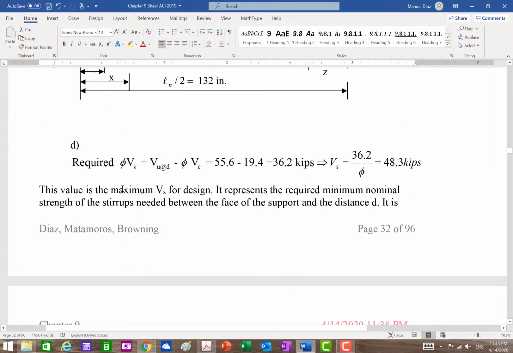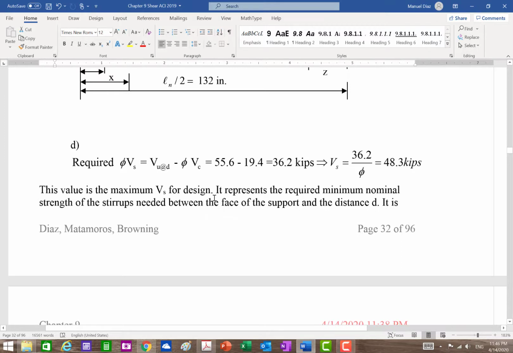Okay, next I'm going to find my V sub S, right? So I take my VU at the face and I subtract the contribution of the concrete, and that will give me what I need to cover with the shear reinforcement. So I get my value. Now in the formulas you're going to need a lot of times to use VS and not phi V sub S. So we're going to find VS by dividing phi V sub S by phi, and so that gives me 48.3. Okay? So I got phi V sub S and I got V sub S.